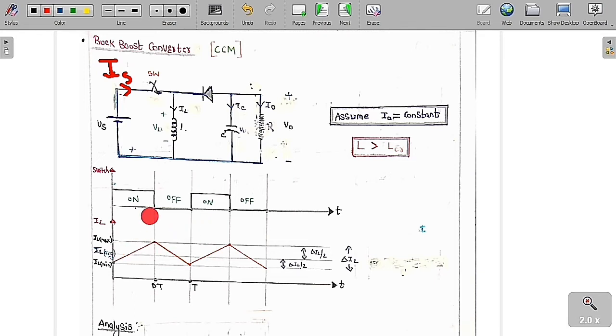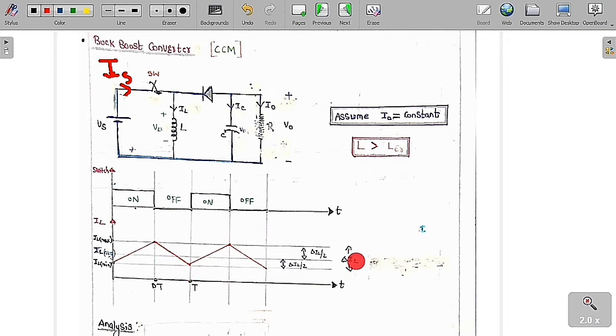Whenever the switch is on, the supply voltage is equal to the inductor voltage. So the inductor is going to get charged from IL minimum to IL maximum. Whereas from dT to T, the switch is off. Whenever the switch is off, this inductor is going to deliver its energy to the load, so its current will decay. It will decrease from IL maximum to IL minimum.